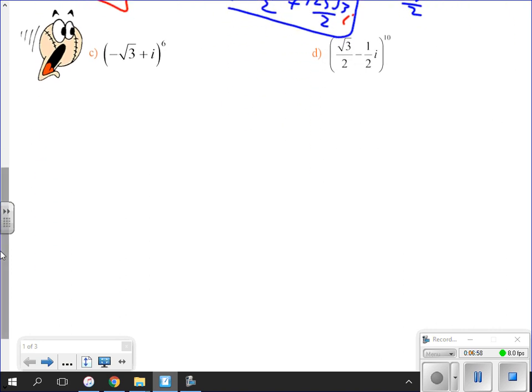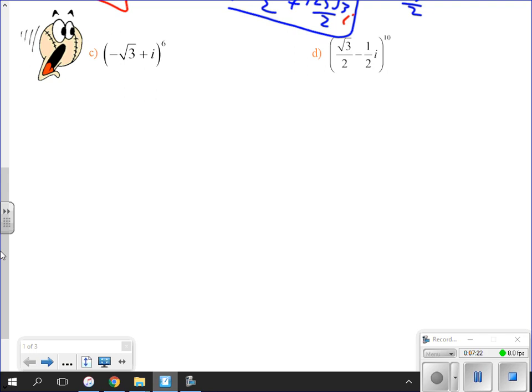So we get to these two here. Okay. Root 3 plus i, to the 6th power. This is one where if you wanted to FOIL it out, you could FOIL it out, and you do it again and again and again, and you've got radicals in there, and then you've got i's and i squareds and all that that goes with that. If you wanted to try to use Pascal's triangle, you could do that. It'd be a real mess.